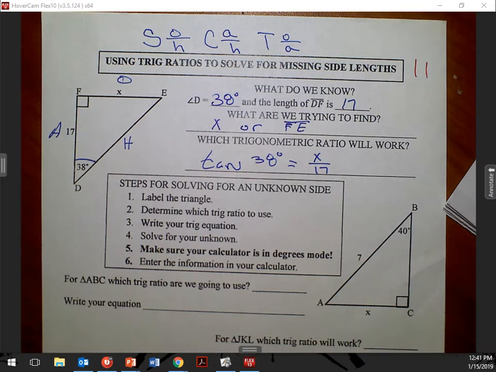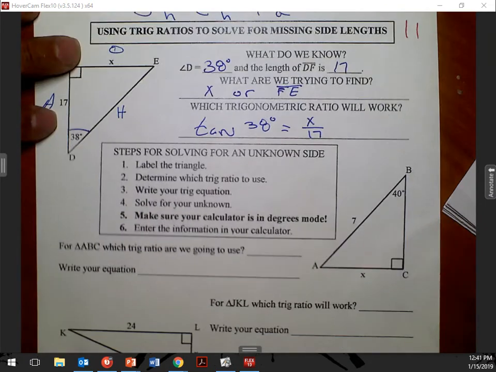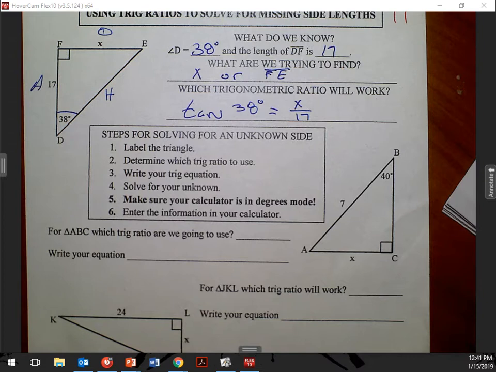I'm going to show you guys how to solve for this in a minute. We're going to go through and do the same things every time. Steps for solving an unknown side. Label a triangle. Did I do that? Yes: opposite, hypotenuse, adjacent. Determine which trig ratio to use. Did we do that? Yes. Write down our equation. Yep, we did it right here. Solve for unknown.